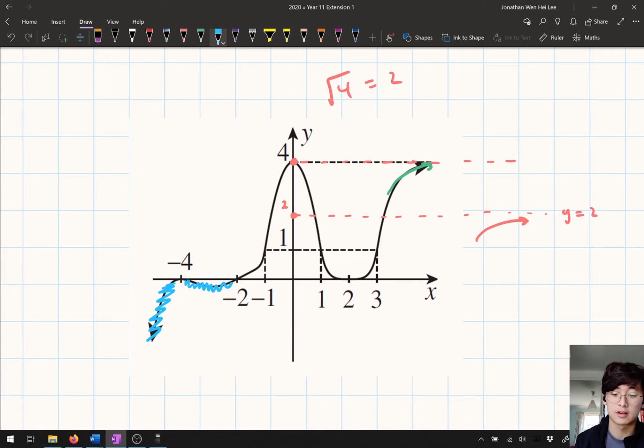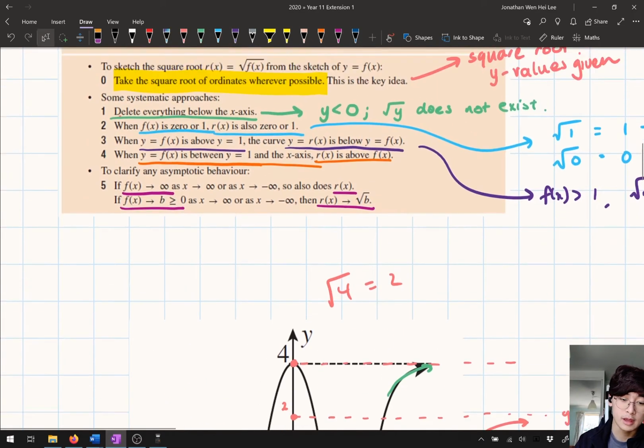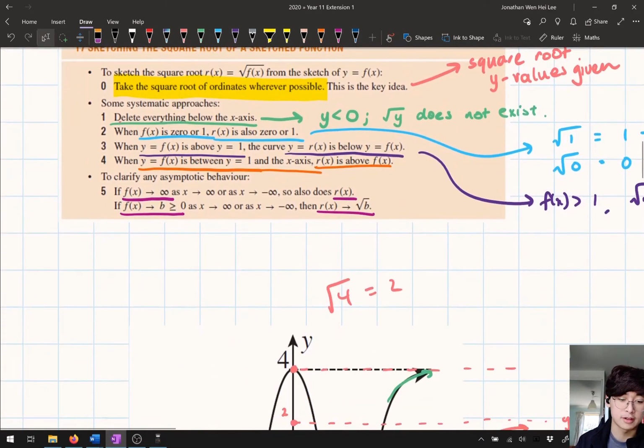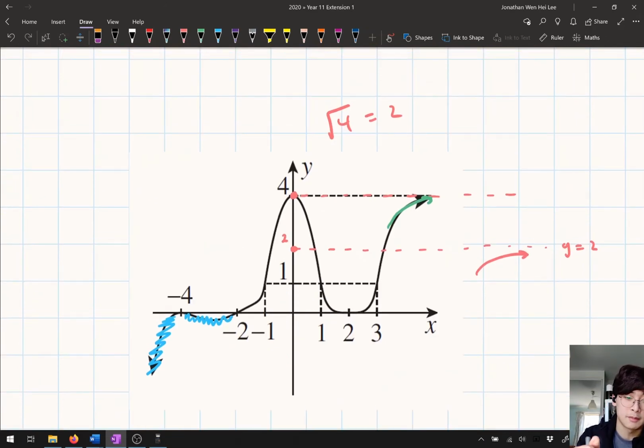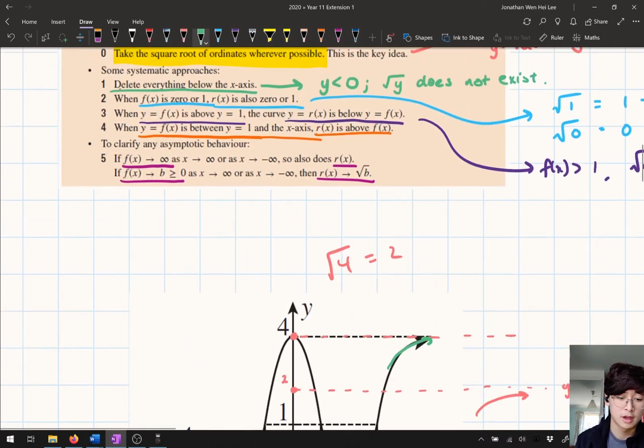So that is the next part. If you see anything below the x-axis, you're going to get rid of it and delete it. Okay, that is that first dot point: delete anything below the x-axis. I'm going to color match it so we have it matching those points that we had up above. So anything below the x-axis, we're going to delete it.